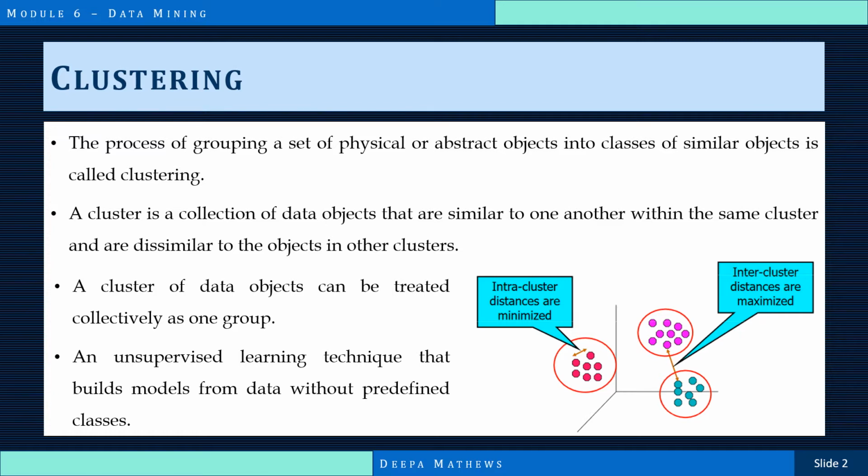So the similarity within the cluster should be high, whereas the similarity between the objects in other clusters should be low. The cluster of objects can be treated as one group, and so it can be considered as a form of data compression. The similar objects are grouped to form a cluster, and we can treat this cluster as a single object, or as one group.